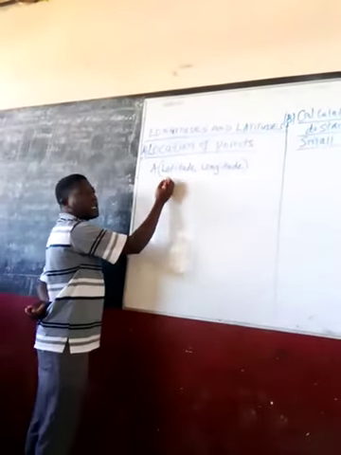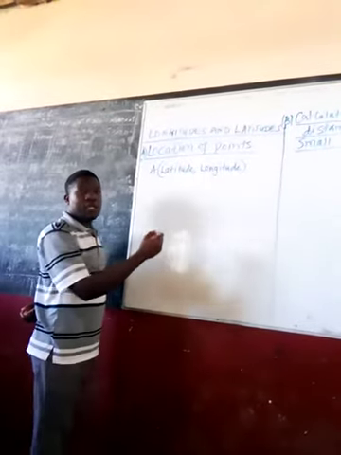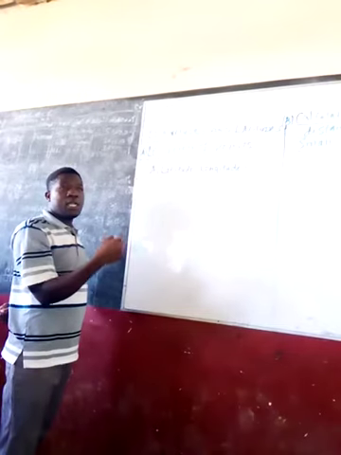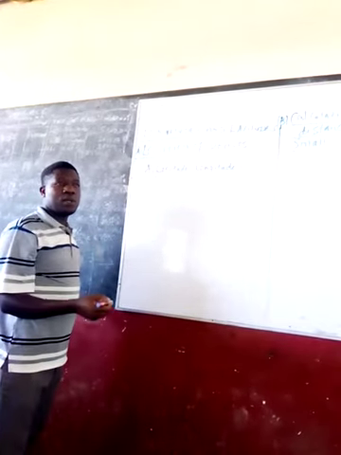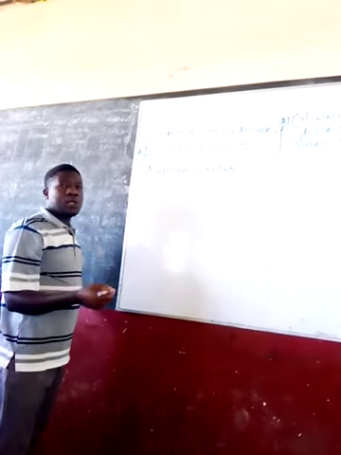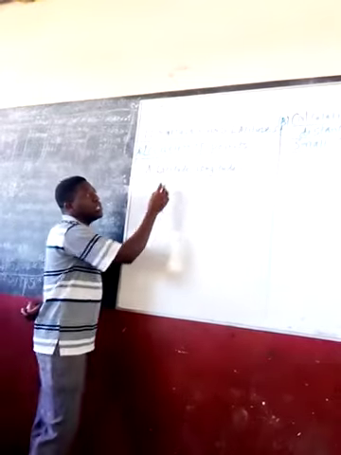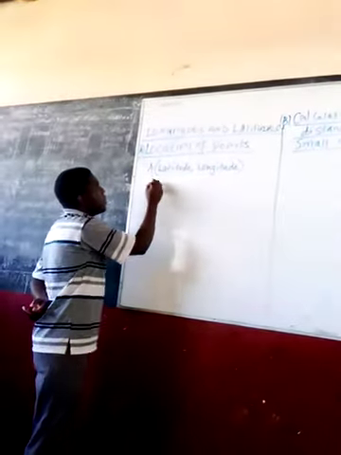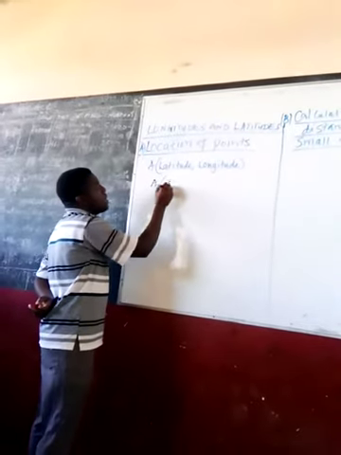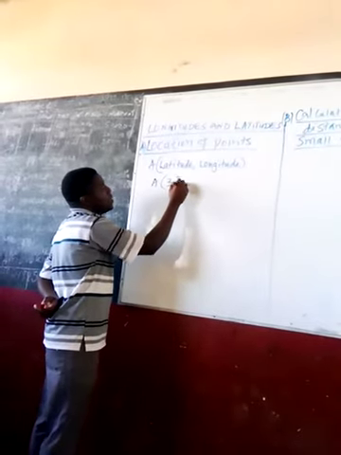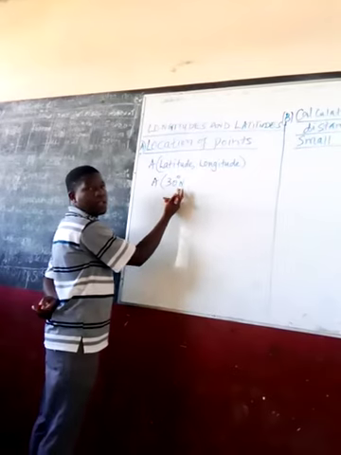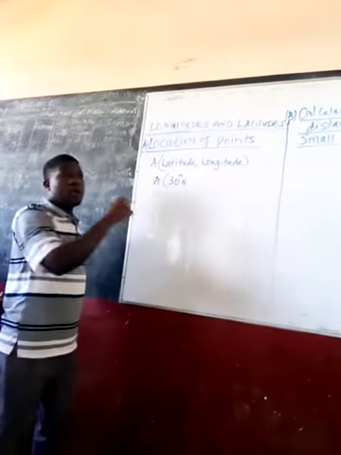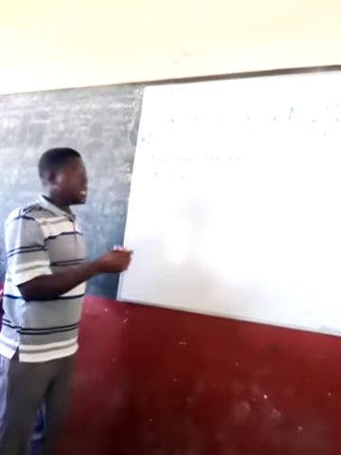And latitudes are normally imaginary lines which run from west to east, and they normally indicate how far the north is from the south or how far the south is from the equator. They are normally denoted using letter N or letter S. Like you can have point A, 30 degrees north or even south. So if you see a number with a north or a number with a south, that one is a latitude.